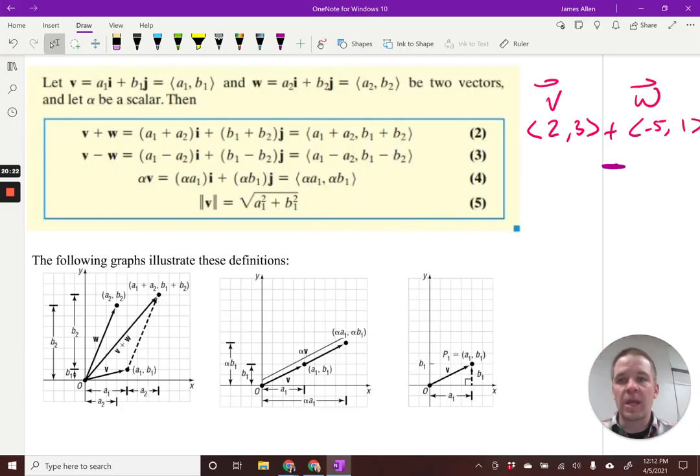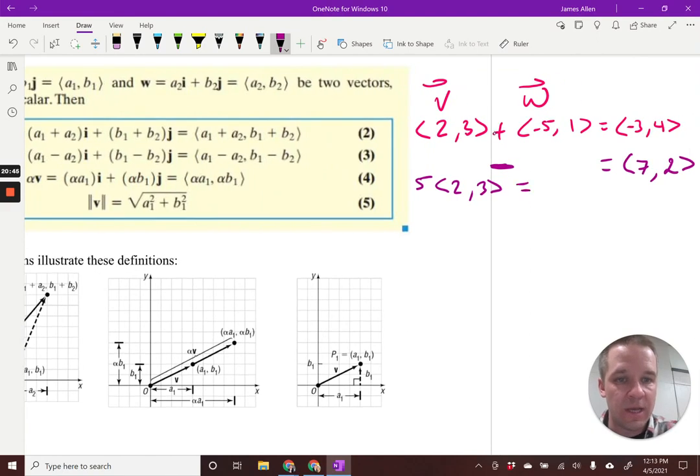And now if alpha is a scalar, alpha times that vector v, I would multiply that alpha into your x direction and your y direction as well. Let's do an example here. Let's say I had some number 5, and then we had 2, 3 for our vector v. Well, my result would then be 5 times 2 is 10, and 5 times 3 is 15. That's it. Cool.